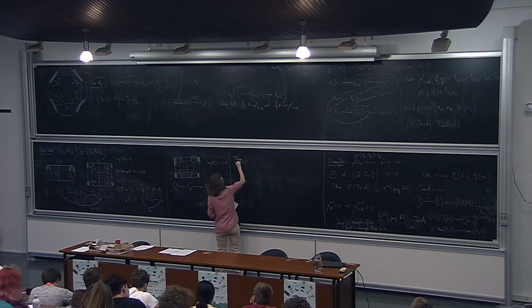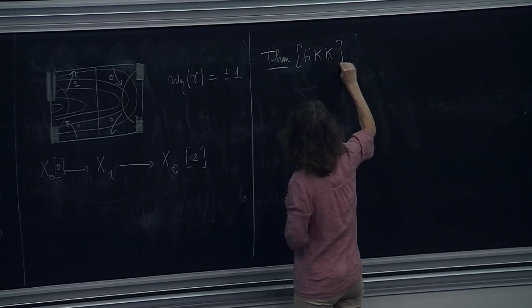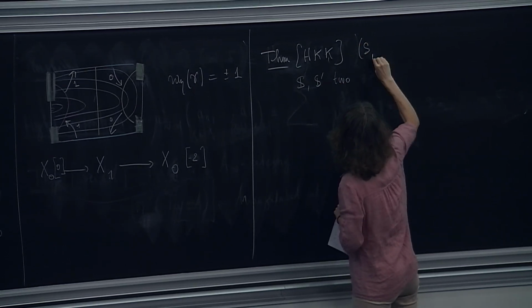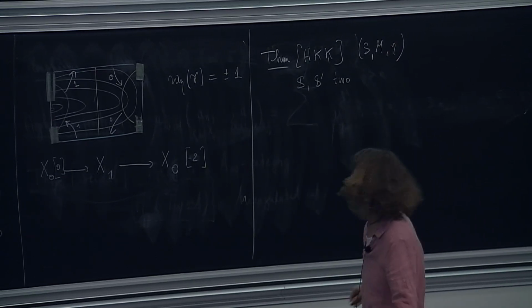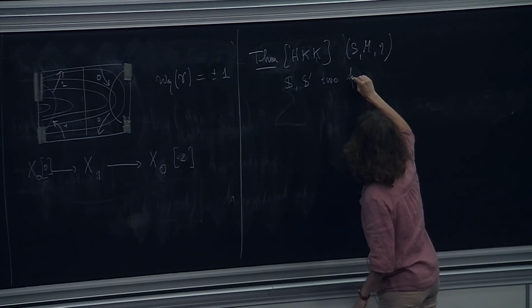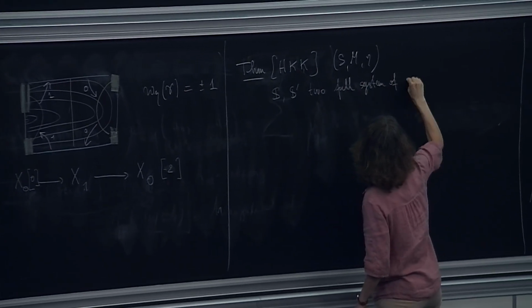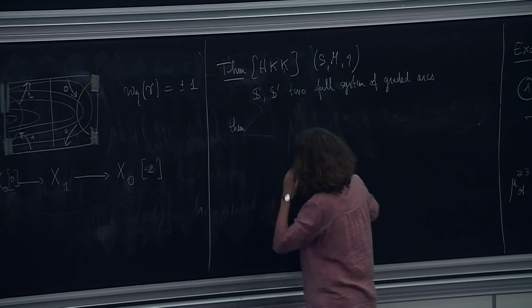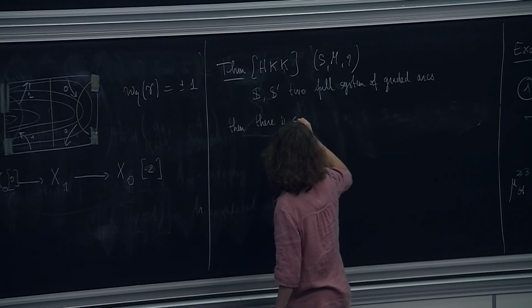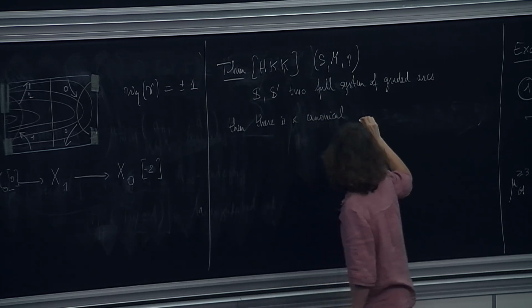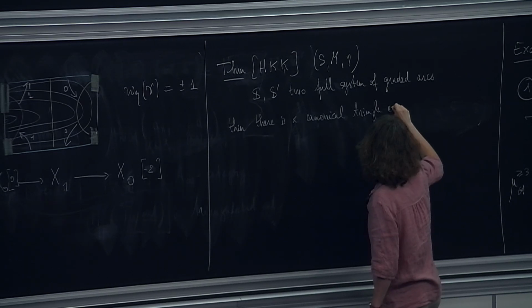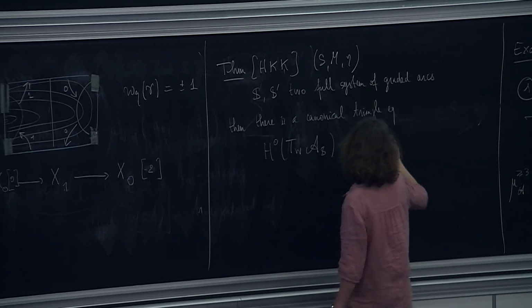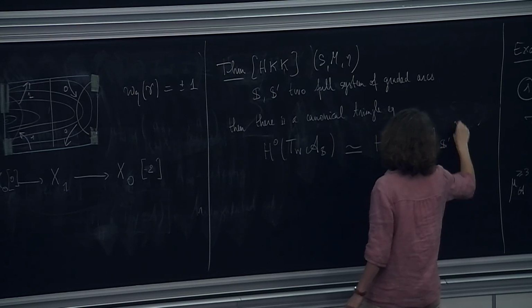Okay, first let me state the theorem by Haiden, Katzarkov, Kontsevich: if I start with a fixed graded marked surface, and I take two full systems of graded arcs, then there is a canonical triangle equivalence from H0 of twist AS into H0 of twist AS prime.